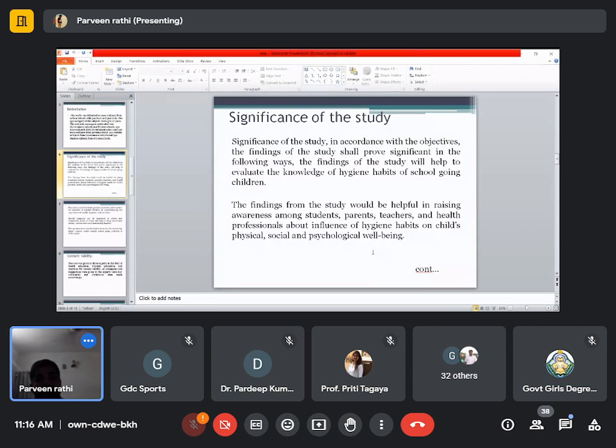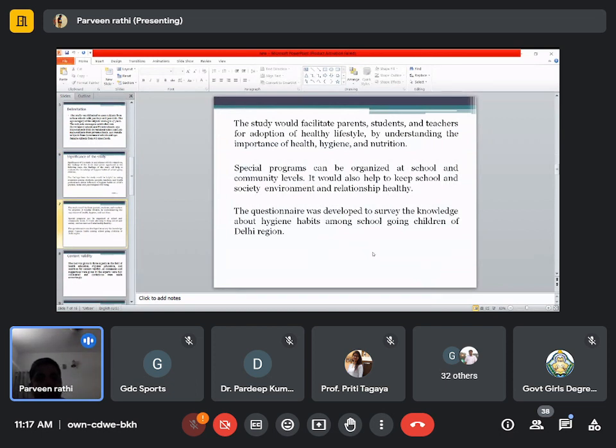Significance of this study. In accordance with the objective, the study shall provide significant findings in the following way. The findings of the study will help to evaluate the knowledge of hygiene habits of school-going children. The findings of this study will help in raising awareness among students, parents, teachers, and health professionals about the influence of hygiene habits on children's physical, social, and psychological well-being.